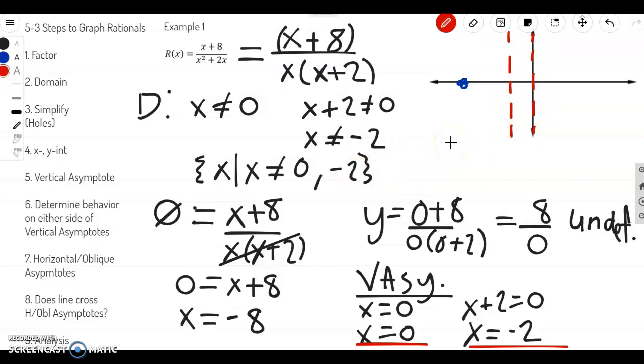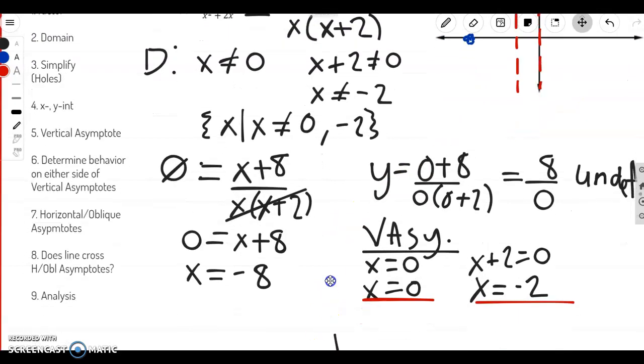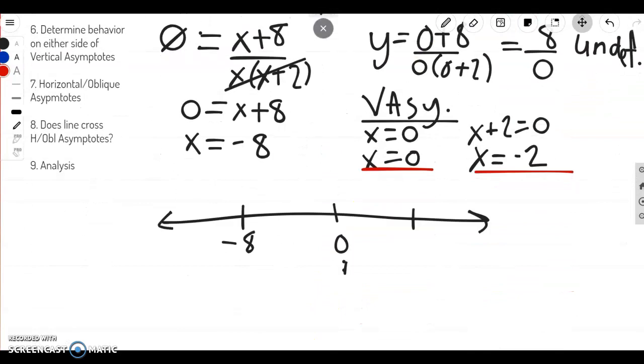All right. The next part that we want to look at is, on either side of our vertical asymptotes, we need to see what is happening. Are those values positive or negative? So this is where we're going to use all of our x-intercepts and all of our vertical asymptotes to make a number line, and we're going to do an analysis of this problem.